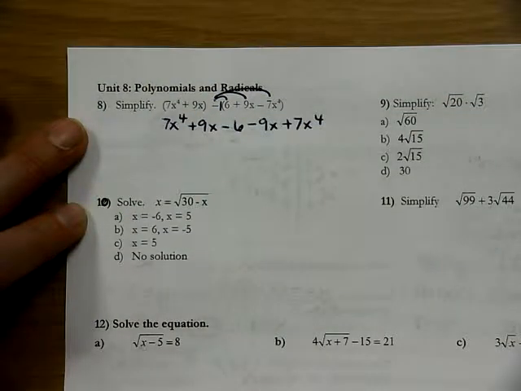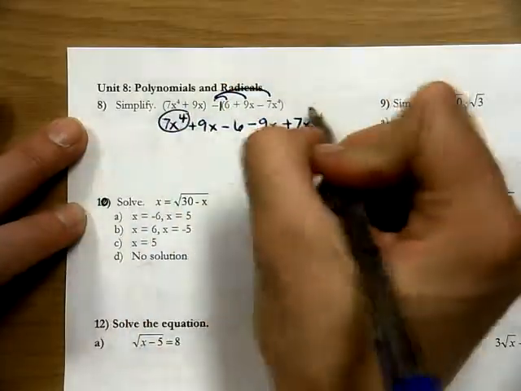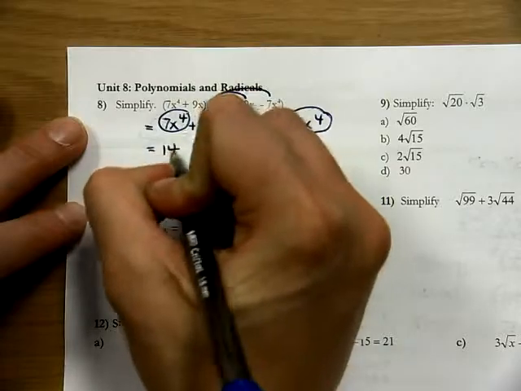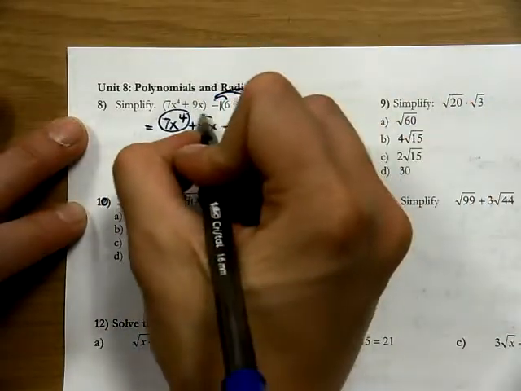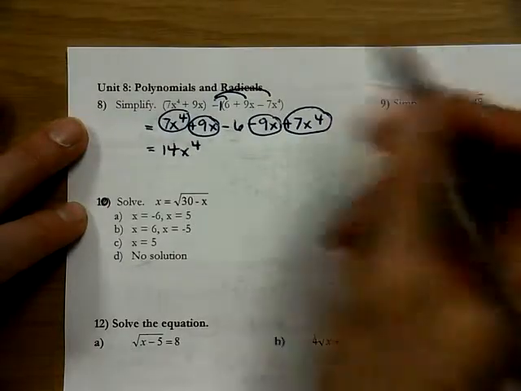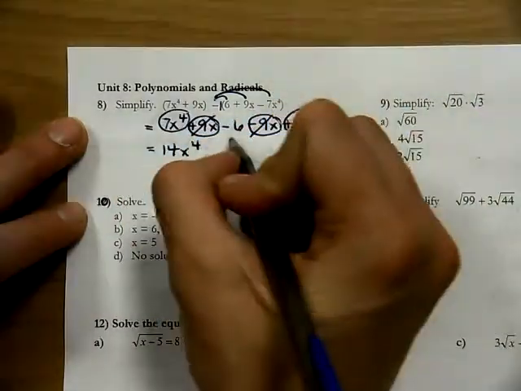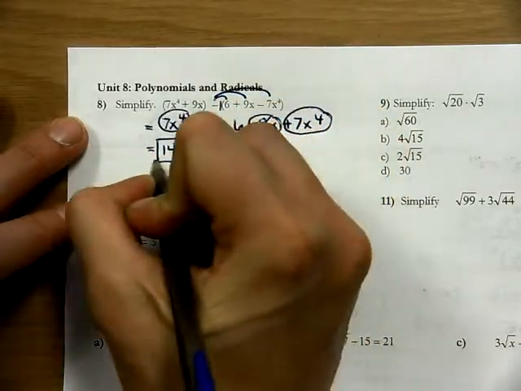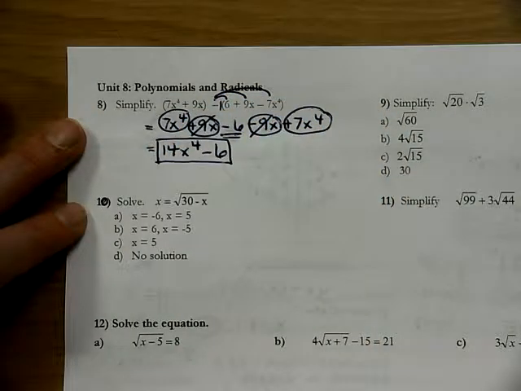And now I can combine like terms. I'm going to do my highest exponent first so that I write my answer in standard form. That's 14x to the fourth. Then I'll take my linear terms. Well, positive 9x and negative 9x add to be 0, so I'm going to cross those out since they add to be 0. And then I'm left with minus 6. So this expression simplifies to 14x to the fourth minus 6.